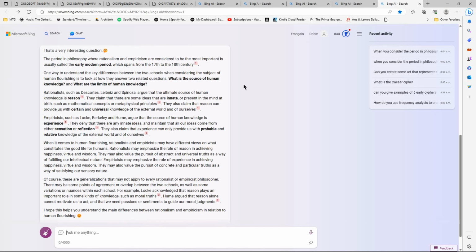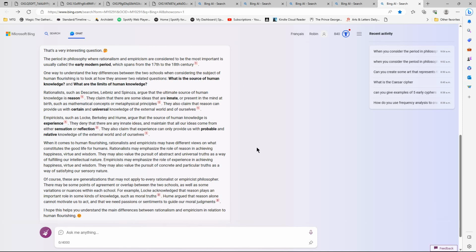Empiricists such as Locke, Berkeley and Hume, did I say Berkeley? I meant Berkeley, if I've said Berkeley before. Berkeley and Hume argue that the source of human knowledge is experience. They deny that there are any innate ideas and maintain that all ideas come from either sensation or reflection. They also claim that experience can only provide us with probable and relative knowledge of the external world and of ourselves.